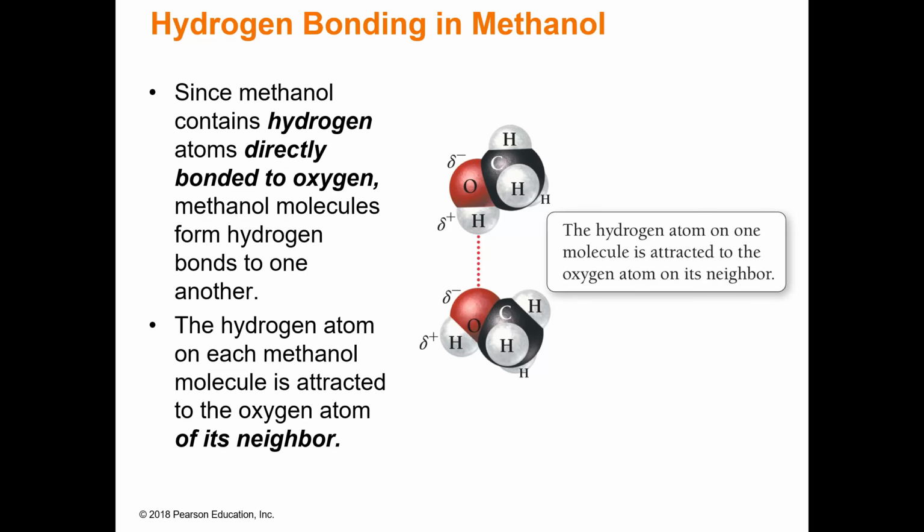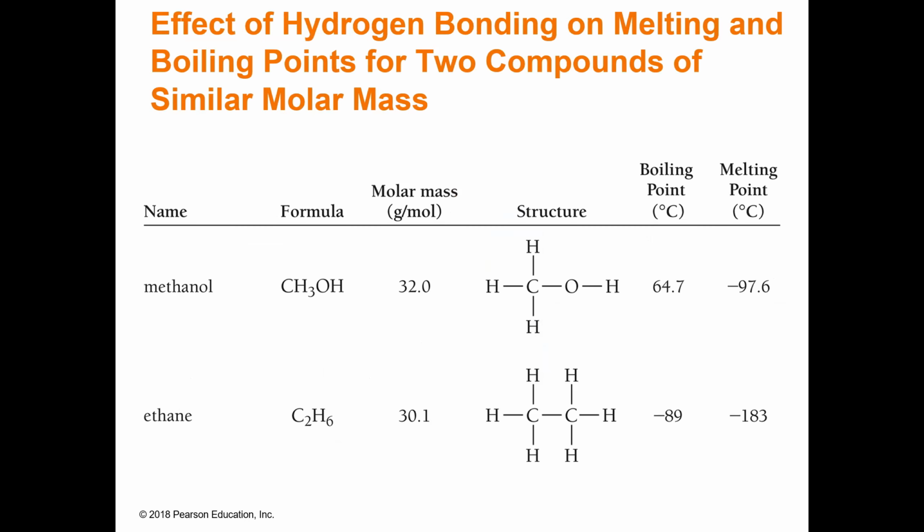Methanol has OH groups, so it forms hydrogen bonds with other methanol molecules. Each hydrogen on the OH group can interact with an oxygen on another molecule. In medicine, alcohol's hydrogen bonding with water explains why it mixes completely with water, which is important for preparing antiseptic solutions. This slide compares two compounds with similar molar mass, one with hydrogen bonding and one without. The one with hydrogen bonding has much higher boiling and melting points because more energy is needed to break these strong intermolecular forces.